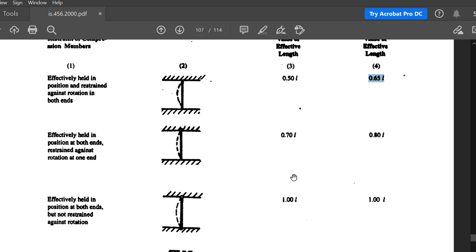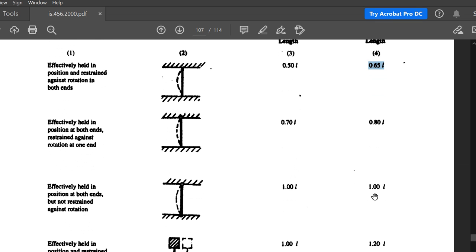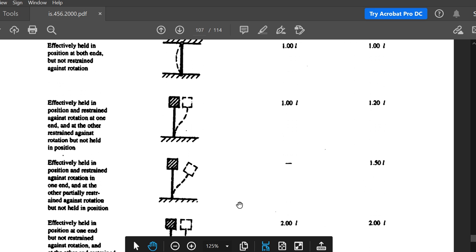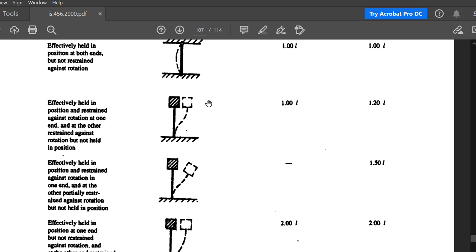Then the theoretical value of effective length is the same, because your point of contraflexure will be the length of the column itself. So here the theoretical value of your effective length is L and the recommended value is also L. Now these are unbraced columns, that is, they can sway. If you are applying a load, it can move in this way.